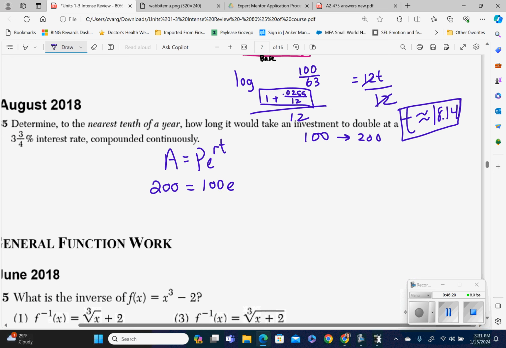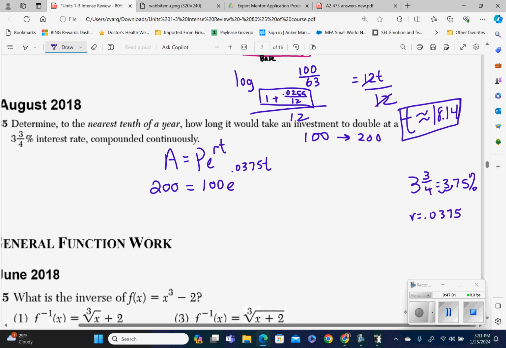Okay, so let's talk about that real quick. 3 3/4 is the same thing as 3.75, and this is our percent. So we have to move the decimal 2 places to the left. So 0.0375 is going to be our answer as a decimal. Okay, so this is our rate. All right, so I have 0.0375, and then this is going to be t.